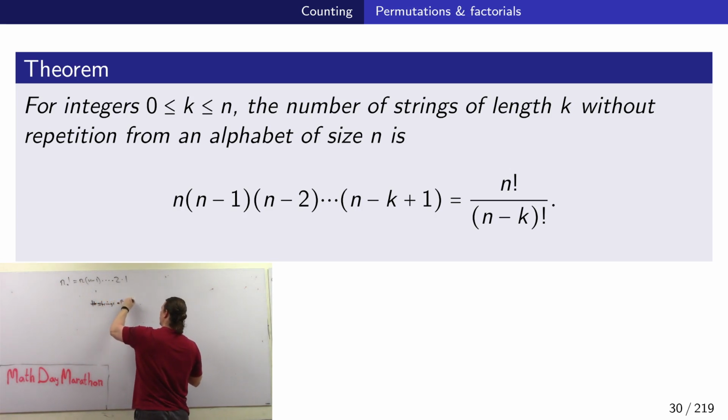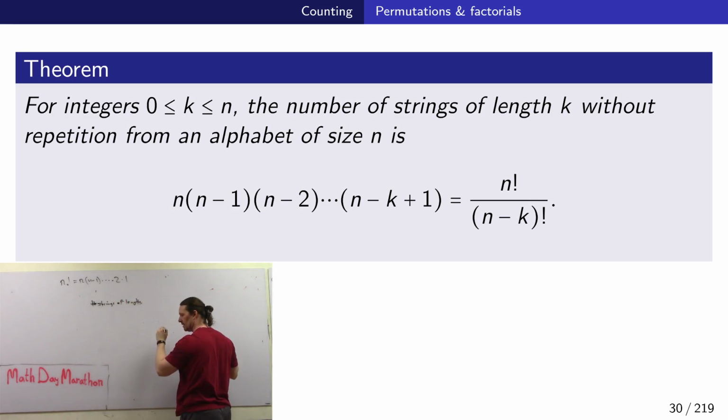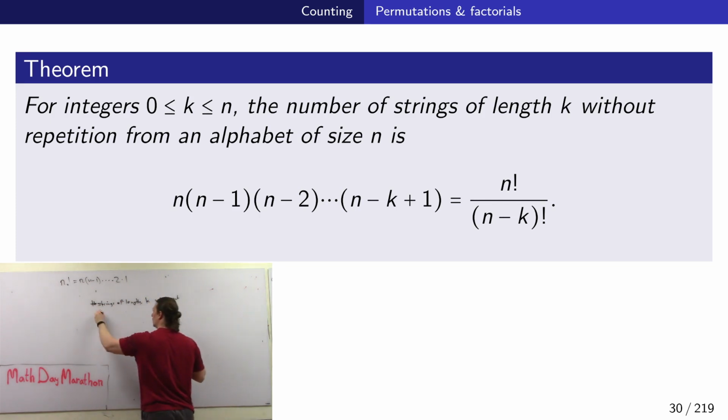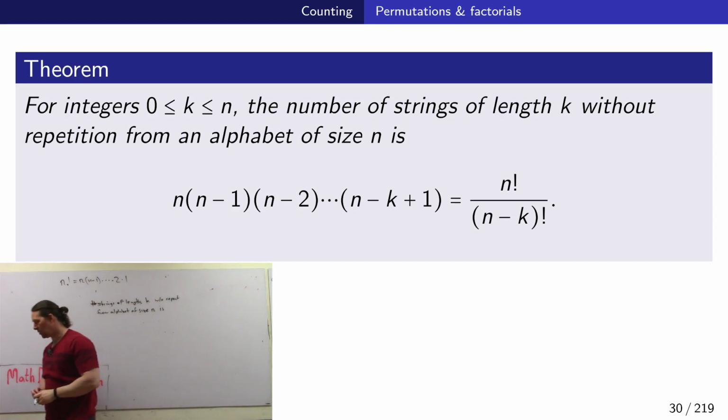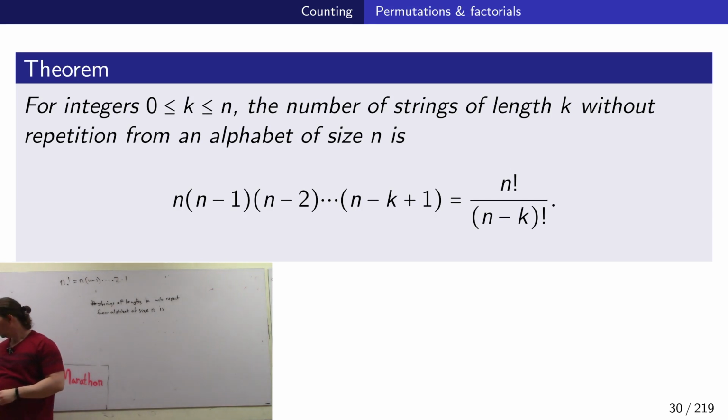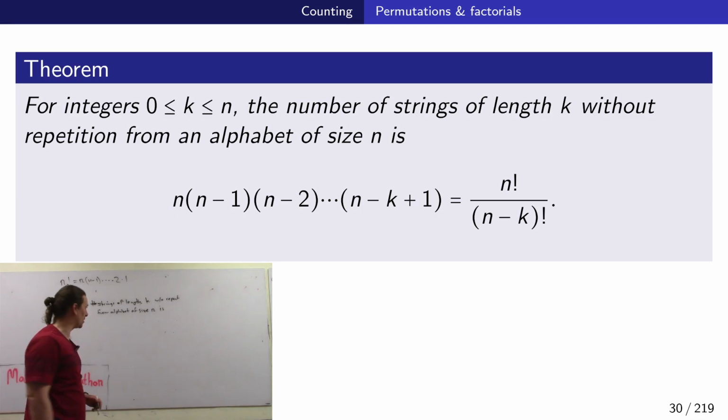of length k without repeat from alphabet of size n is, well, it claims to be n factorial over n minus k factorial, but the left-hand side of that expression is definitely the answer that we've seen using the product principle, right?